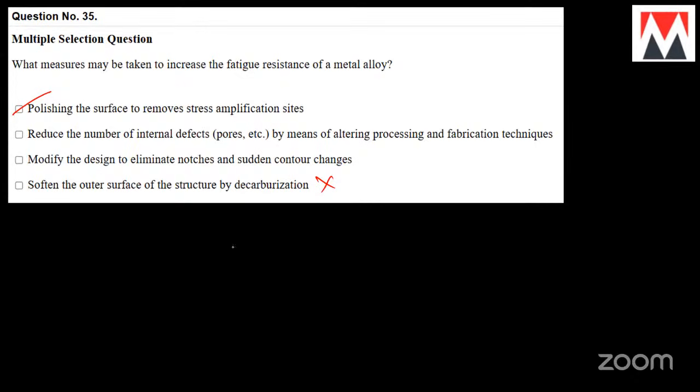So you need a harder surface, right? So carburization is the one which will increase fatigue resistance. Modify the design by eliminating notches. Reduce the number of internal defects by means of altering process and fabrication techniques. This might not completely eliminate it, but it helps in decreasing your fatigue failures. So your answer is A, B, C.